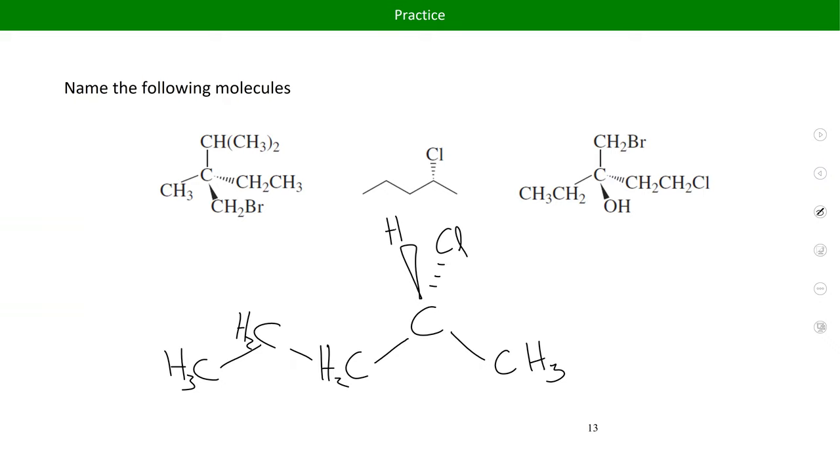What's our highest priority going to be? Chlorine. What's our lowest priority going to be? Hydrogen. Propyl will be the next highest, right? Because carbon to carbon, so tie, one more step, you get hydrogen or another carbon.